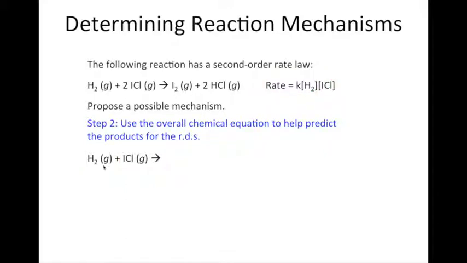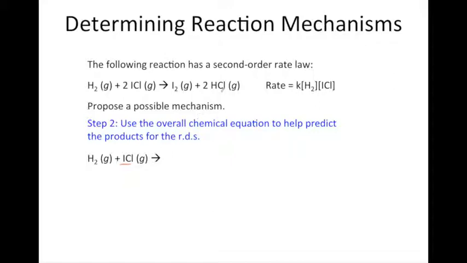So where do we go next? Well, we have to predict our products. How can we predict our products? Well, let's look at our overall equation. Our equation tells us that I2 must be one of our products. Could I2 be a product here? It could not, because I only have one iodine. I don't have two, and I cannot change my stoichiometry. So I could not put I2 as a product.